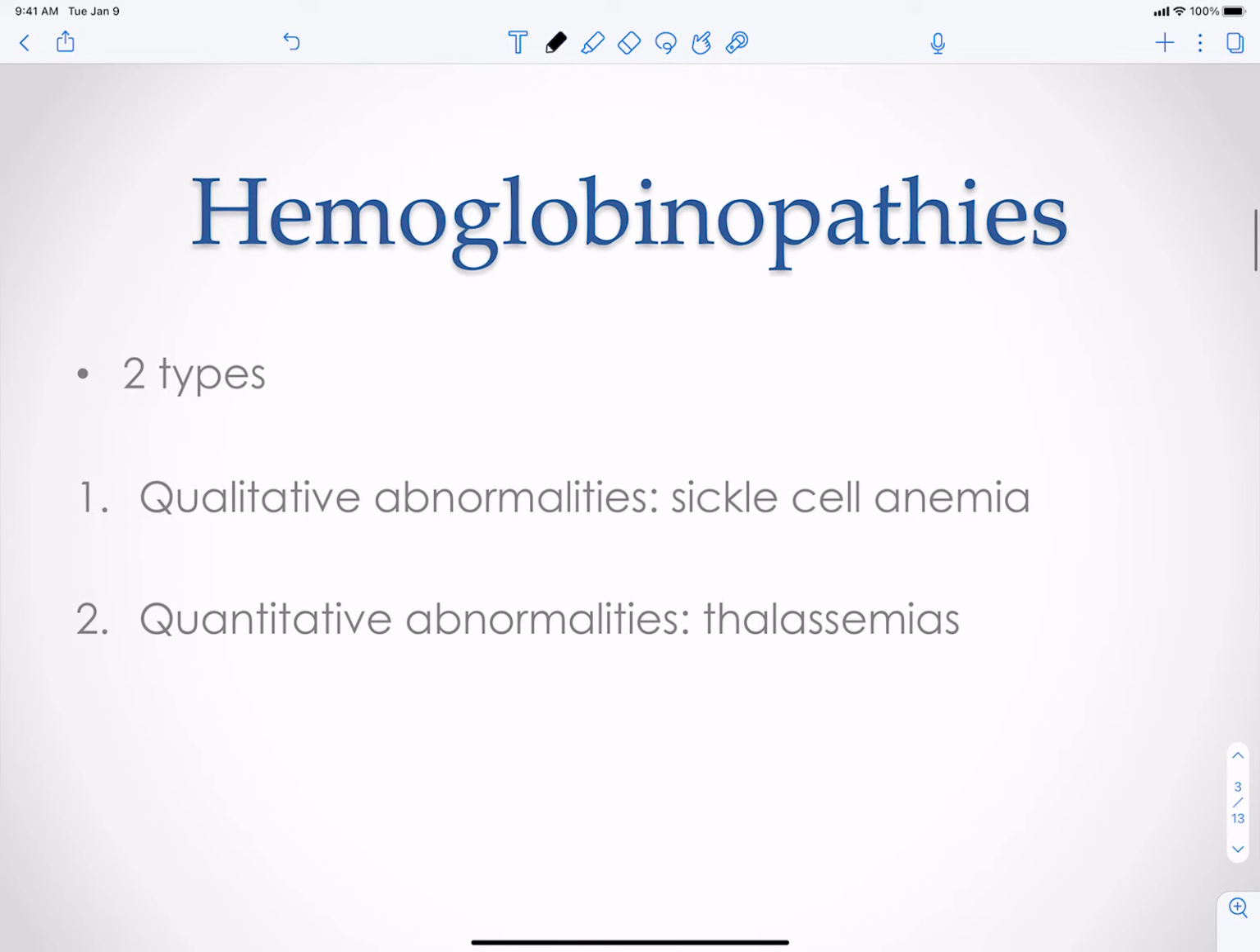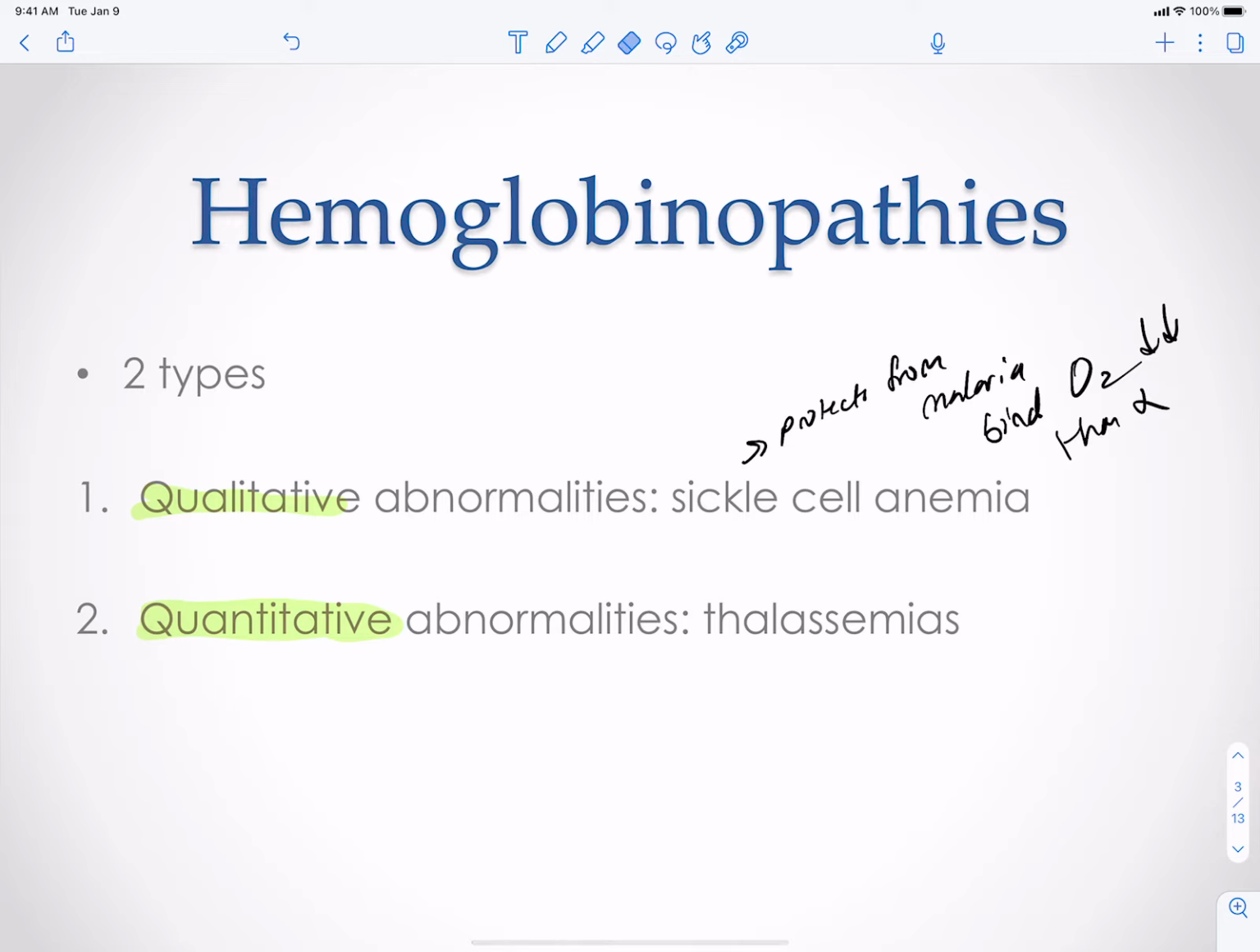Now we have hemoglobinopathies in 2 different types: qualitative and quantitative. Qualitative means its shape, its folding, how well it can bind to oxygen, etc. Sickle cell anemia is an example of a qualitative one. You change the shape of the hemoglobin, so now it can't bind oxygen as well, but it has other properties that provide protection, such as protection from malaria. And then quantitative is how much is being made. The quantitative side of things is going to be called a thalassemia.